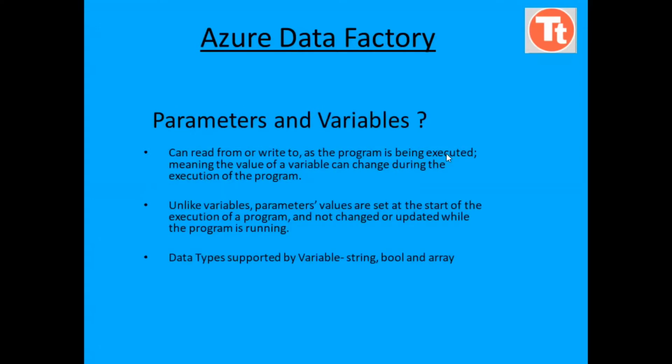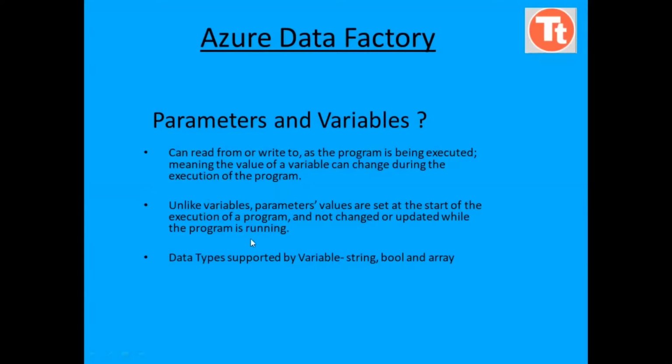Now variables are something whose value we can change during the execution, or in the middle of the execution, of any job flow. The difference between parameters and variables is that for variables we can read from or write to them as the program is being executed, meaning the value of a variable can change during execution. Unlike variables, parameter values are set at the start of the execution, and once set, we can't change or update them while the program is running.